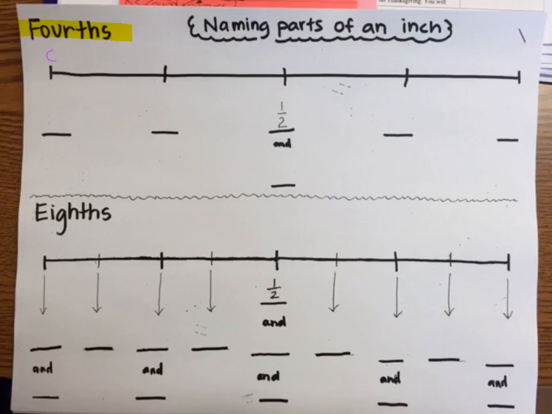My first line would be the 0 line. I have 0 fourths. The first chunk of my inch would be one of 4 parts. When I get halfway through my inch, I'm looking at 2 of 4 parts. This was the first part. This is the second part. So I can call it half, 1/2, or 2/4.